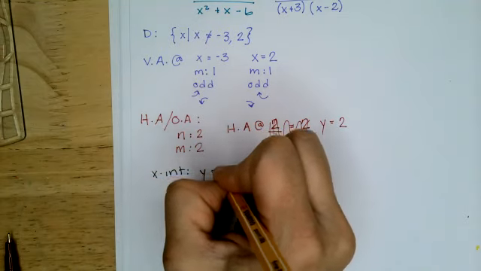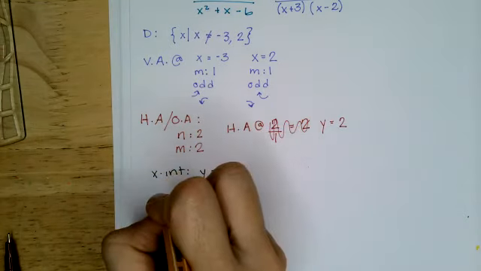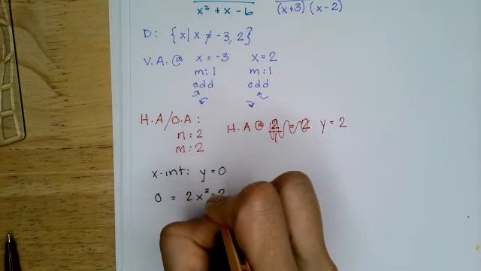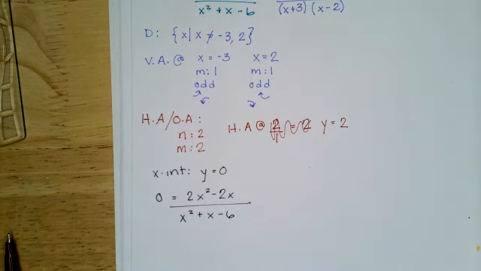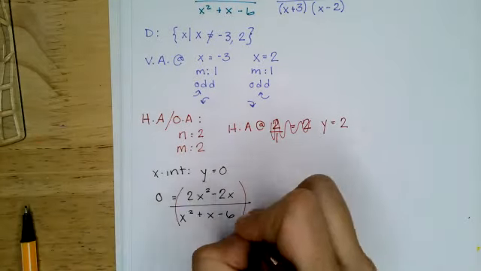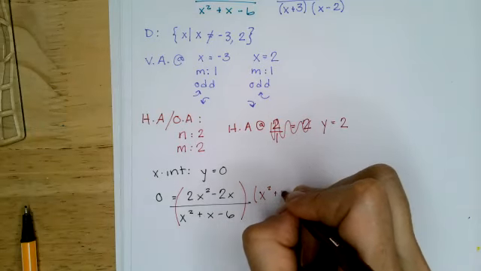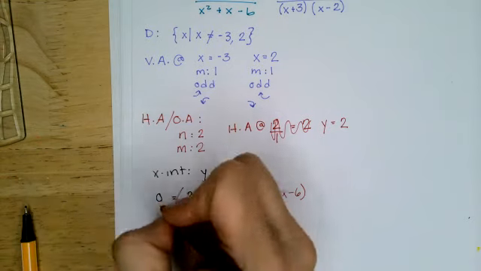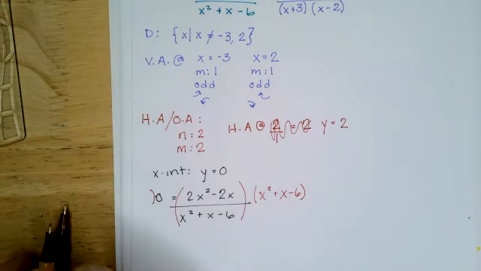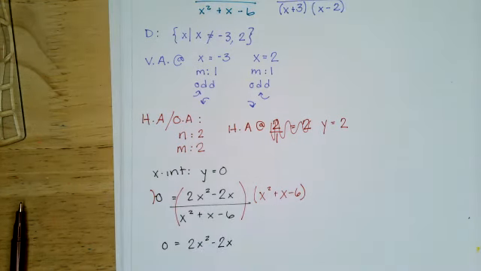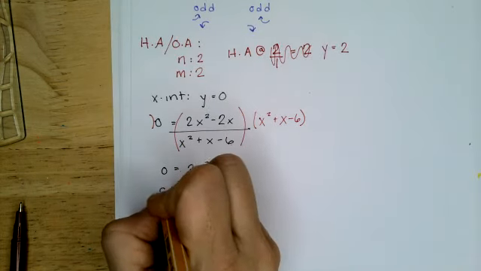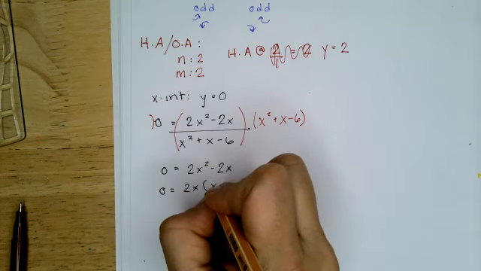Good. Let's see if we can find any x or y intercepts. Your x intercept means your y is set equal to 0. So this is 0 equals 2x squared minus 2x over x squared plus x minus 6, right? You're welcome to use the factored form. To get rid of the fraction, we're going to multiply all of this by the denominator, x squared plus x minus 6. But that just means it's all being multiplied by 0. And so you get to keep 0 equals 2x squared minus 2x, right? I can factor that, and I can say 0 is 2x times x minus 1.